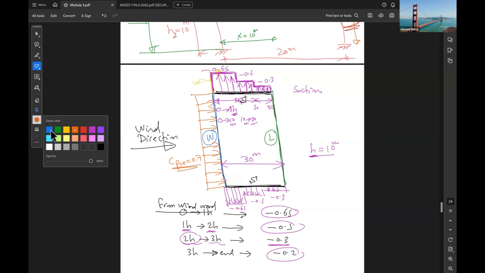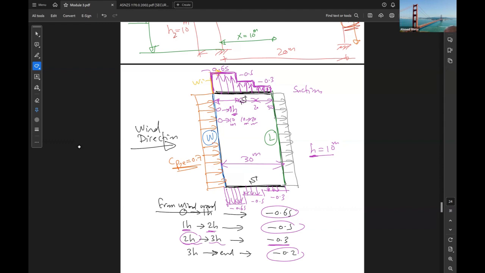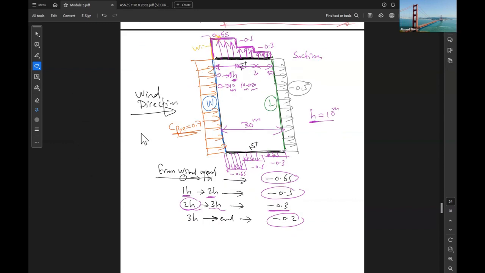For the leeward wall, what was the value? Was it suction or pressure? Suction. And the value was, for example, negative 0.5. So these are the CPE values on the walls if the wind is coming from, what is the wind direction here? West. If the wind is coming from west.